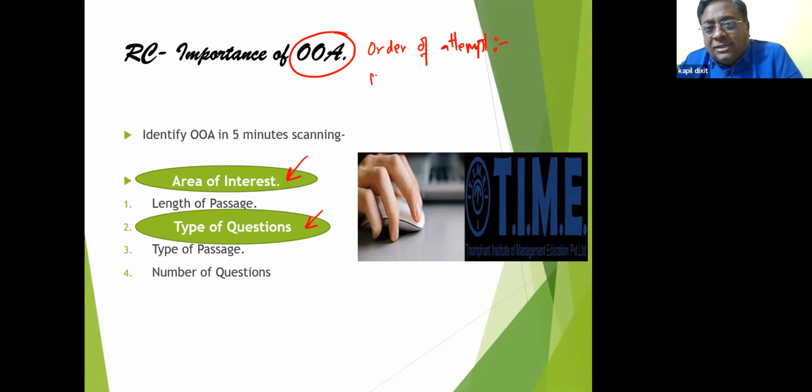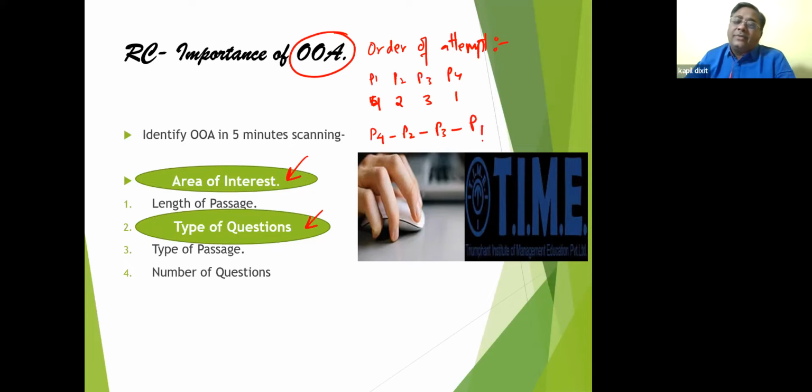So let us say passage number 1, passage number 2, passage number 3, passage number 4. This comes at 4th number of attempt. This at 2nd, this is 3rd, and this in 1st. So you're starting your test with passage number 4, going to passage 2, and then going to passage 3, and then going to passage 1. This is called order of attempt. I'm just giving you an example. What is order of attempt?